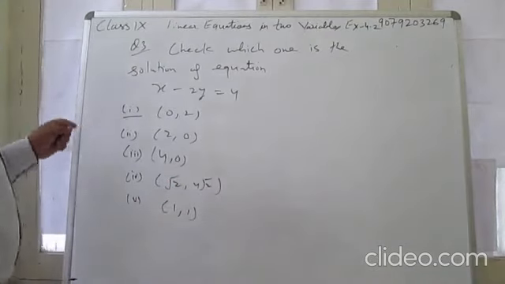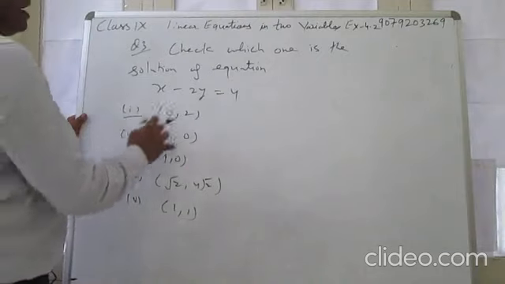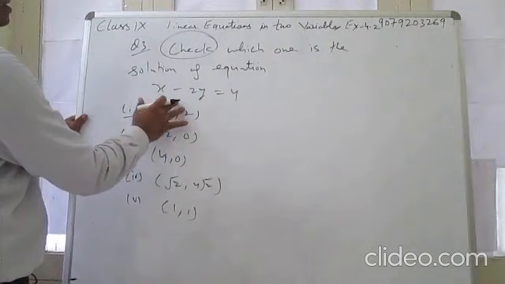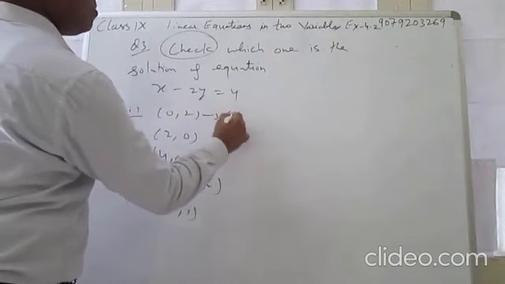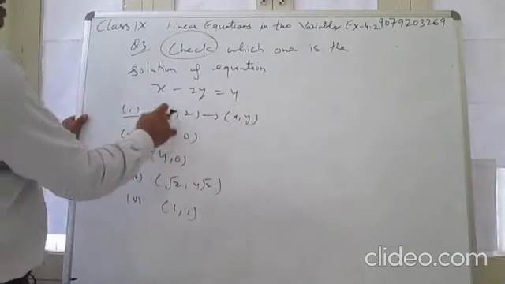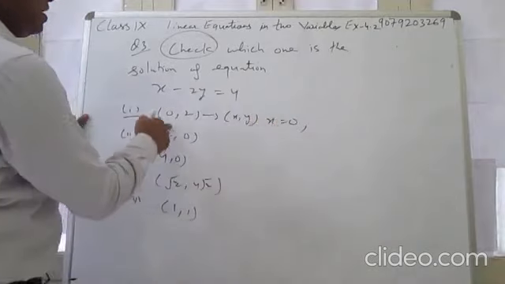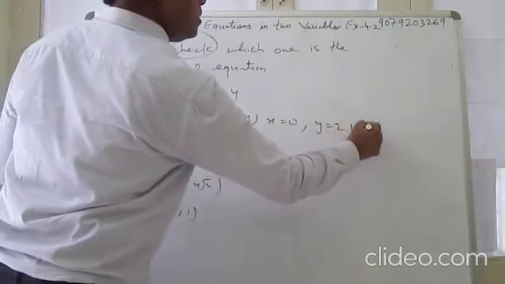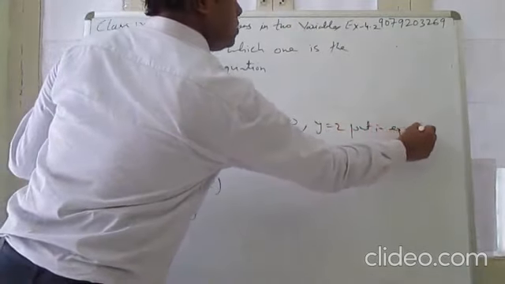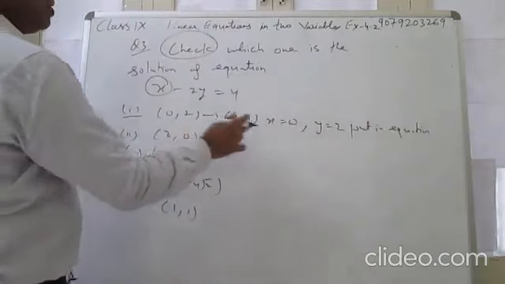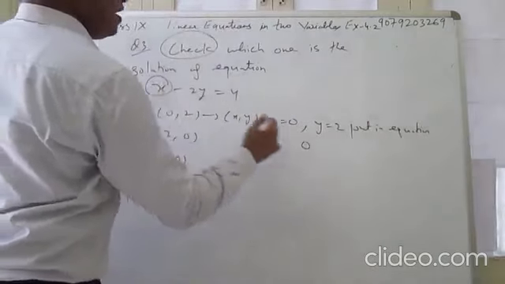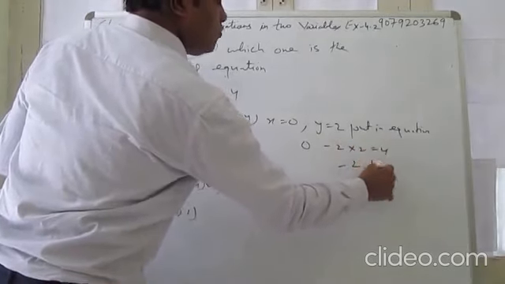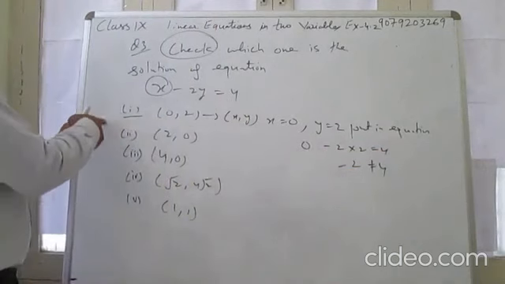Now see here. So how will you check? This is the point, the first value is for x. So compare it with x, y. First point: here x is equal to 0 and y is equal to 2. Put in the equation. Instead of x you can write 0, instead of y you can write 2. So minus 2 is not equal to 4. So it is not a solution of this equation.